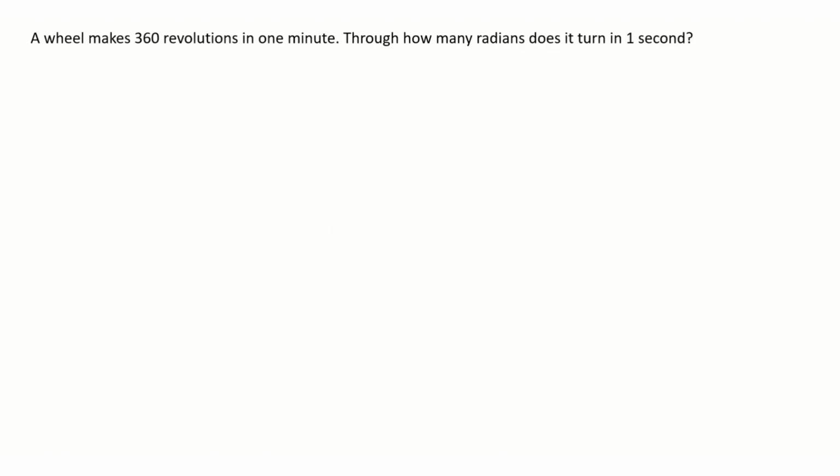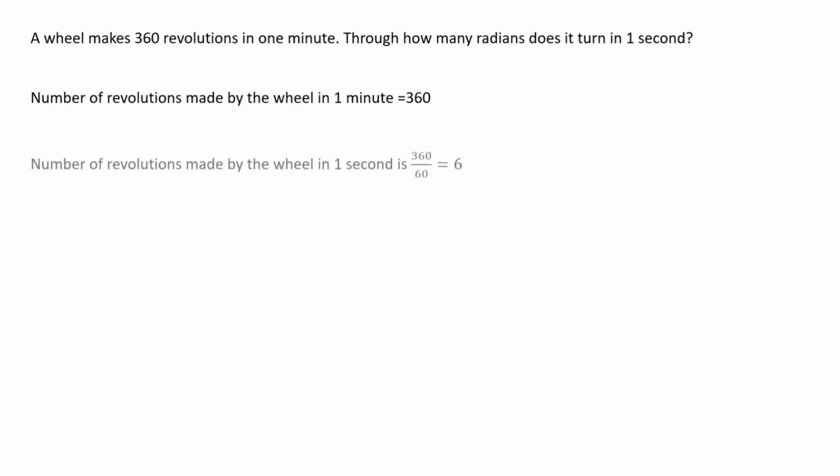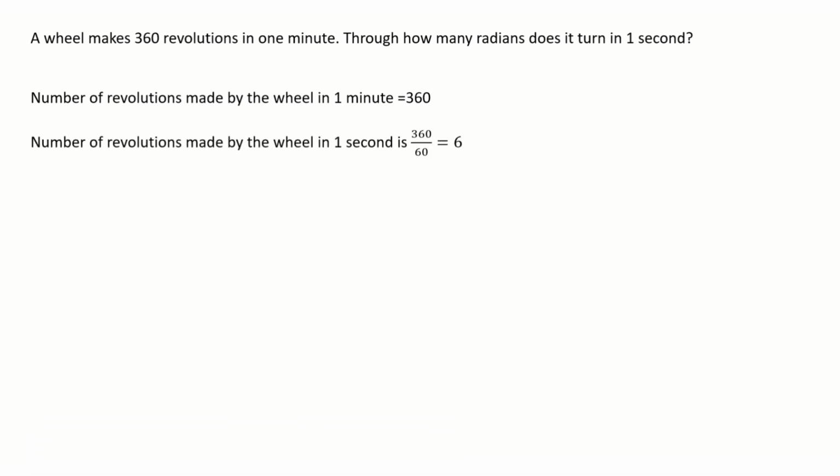Next question. A wheel makes 360 revolutions in 1 minute. Through how many radians does it turn in 1 second? Number of revolutions made by the wheel in 1 minute is 360. Therefore, number of revolutions made by the wheel in 1 second will be 360 by 60, that will be 6 revolutions.